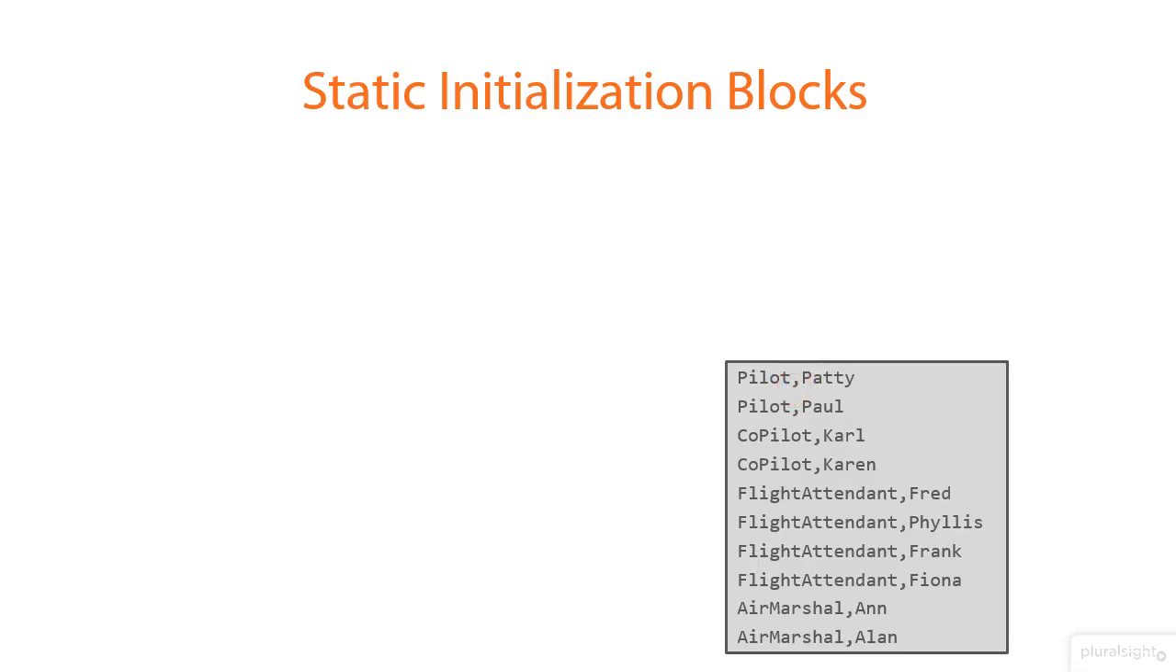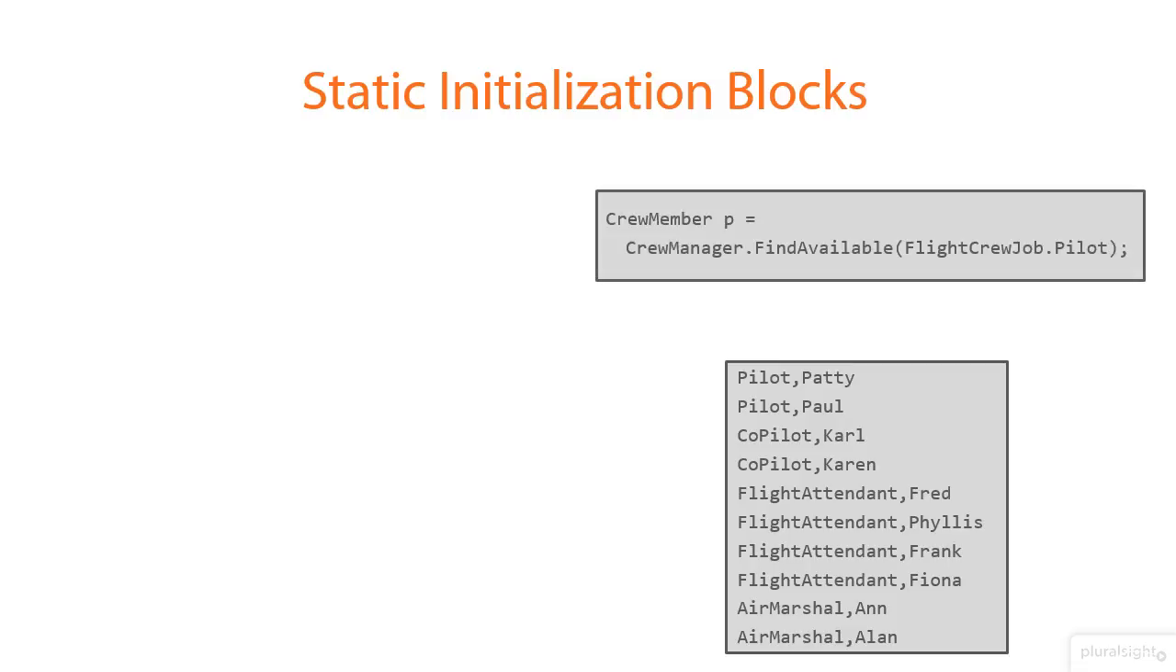And what we want to do with these values is we want to be able to, in our code, declare a variable something like crew member, and we'll have a class that we'll call crew manager, where we can call a static method on it, find available, where we identify the job that we need to fill, and the crew manager find available method will return back a crew member who can fill in that job that's not already assigned to another job. So let's look at our crew manager class.